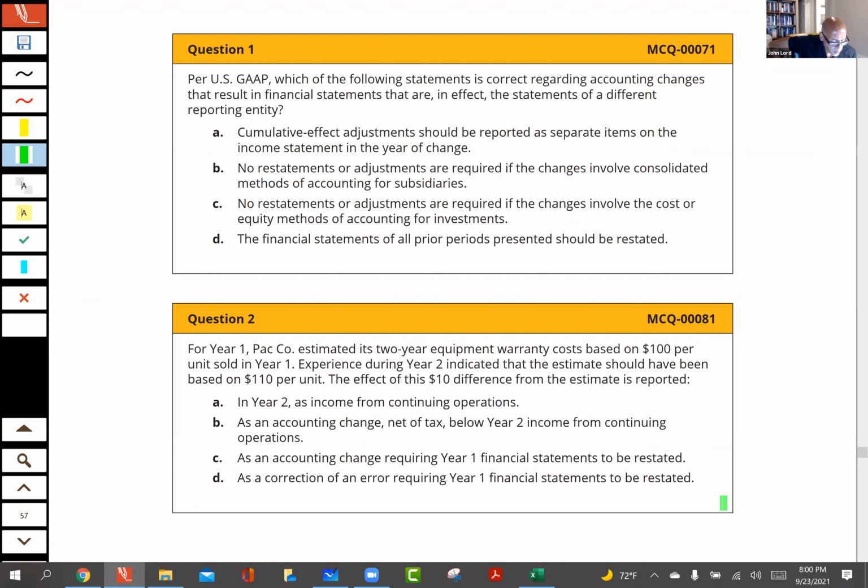Cumulative effect adjustment should be reported as a separate item on the income statement. No, the adjustments are going to go to what? Retained earnings, aren't they? They don't hit the income statement at all. No restatements. No, we do restate. We don't call it restatement. We call it retrospective application, but we do restate. The financial statements of all prior periods presented should be restated.